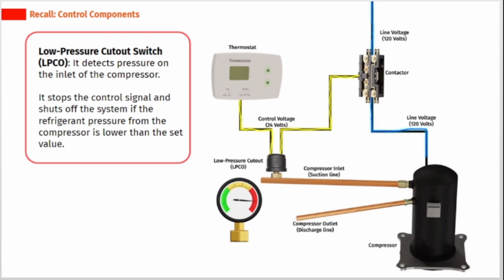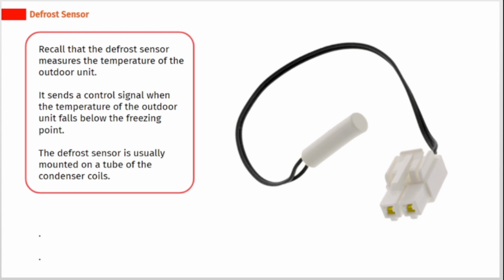Recall that the defrost sensor measures the temperature of the outdoor unit. It sends a control signal when the temperature of the outdoor unit falls below the freezing point. The defrost sensor is usually mounted on a tube of the condenser coils.